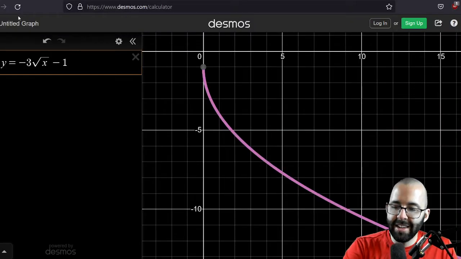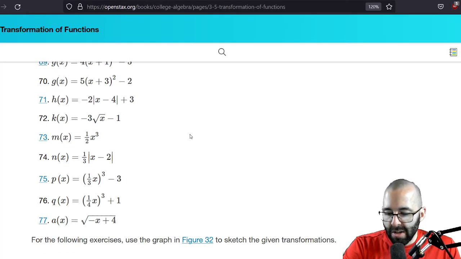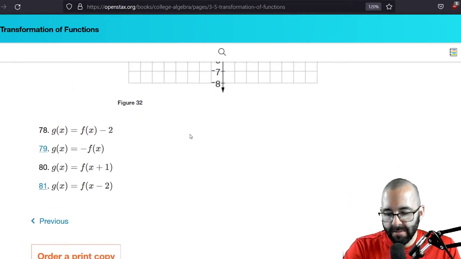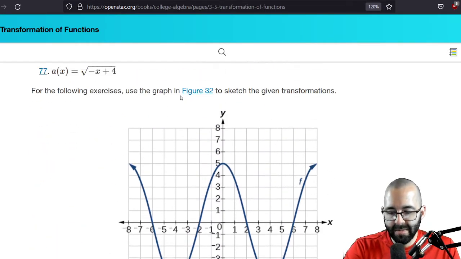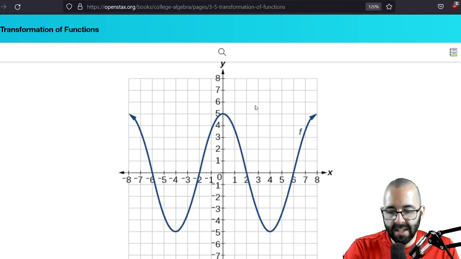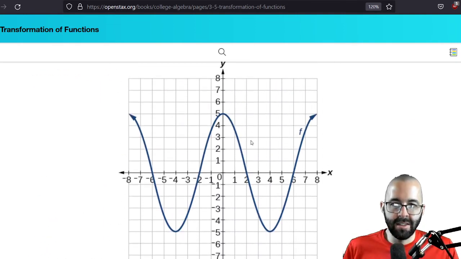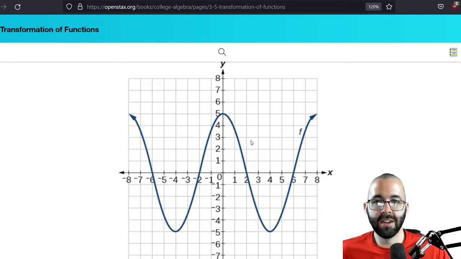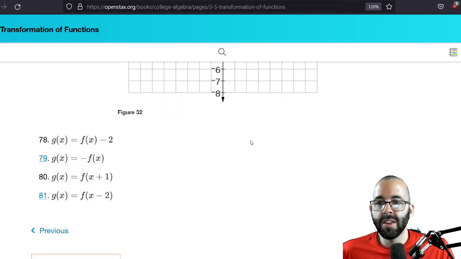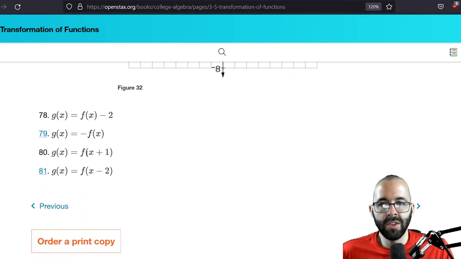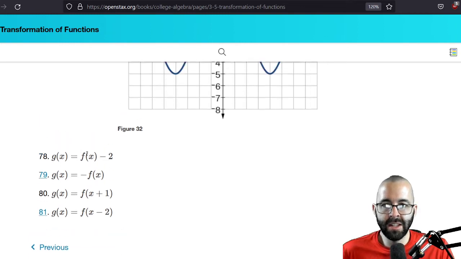Let's do 80. And if 80 is also one I've already done, I'm going to lose it, okay? Go to the book, problem number 80. All right, we haven't done this one. Use the graph to sketch the transformations. Here's the graph of the original function. This is a cosine graph, which we haven't covered yet, but that's okay. The question is, what happens if we look at this function with a +1 on the inside?